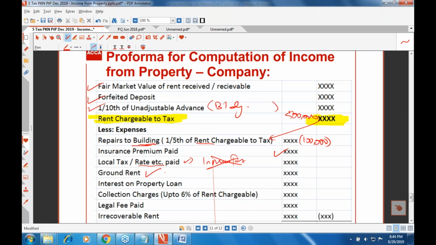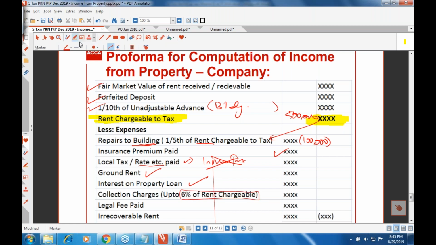Next is basically interest on property loan, important. Interest on property loan only. You have purchased a property, and the property is being purchased through a loan. So if that property is being purchased through a loan, and if you are a company and you rent out that property, you can claim the interest paid on that property against the income from property. Then collection charges up to 6% of the rent chargeable.